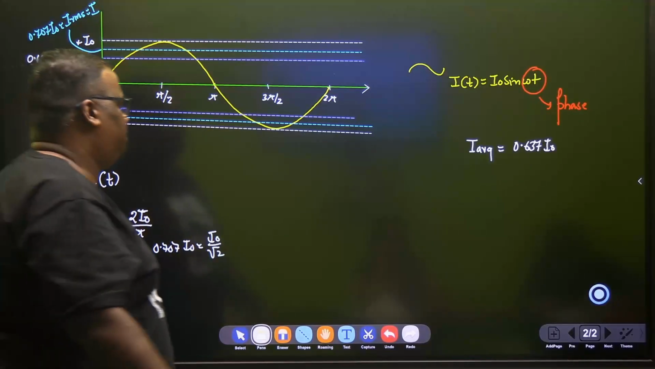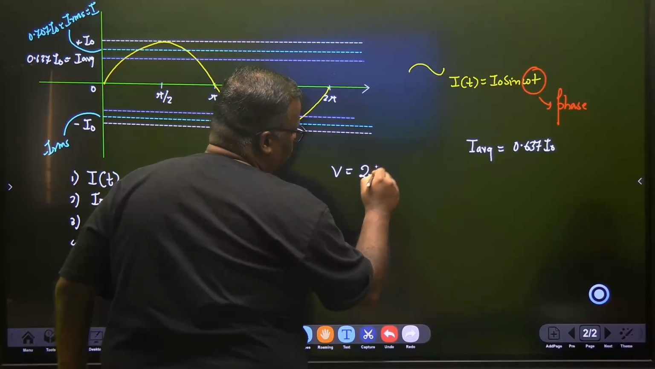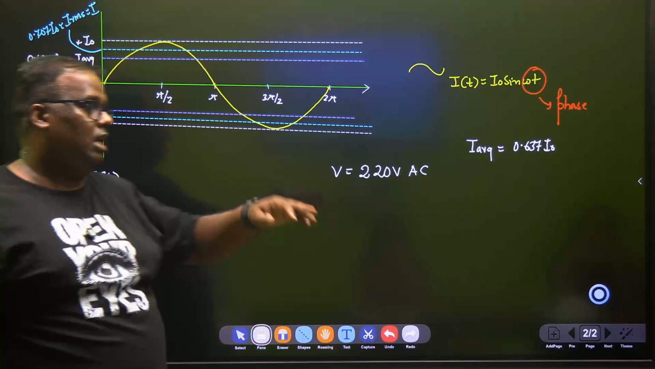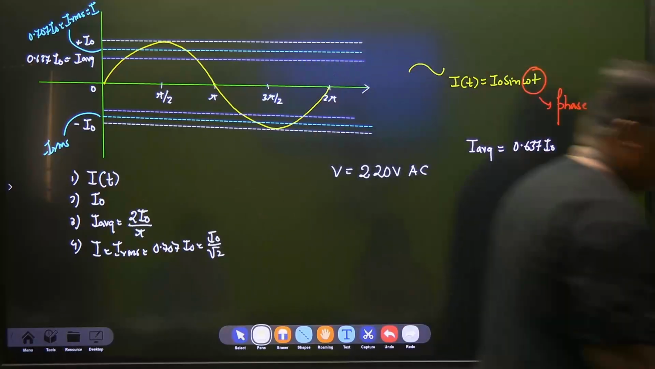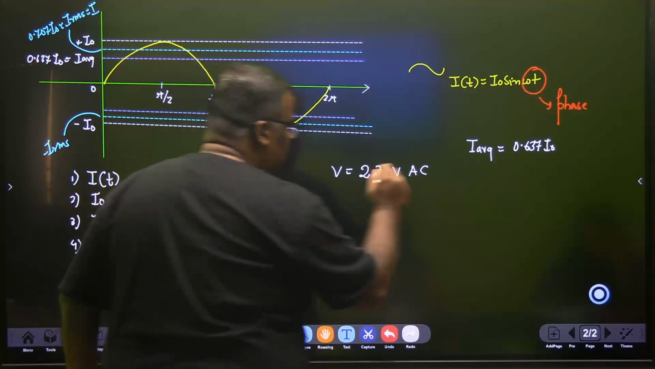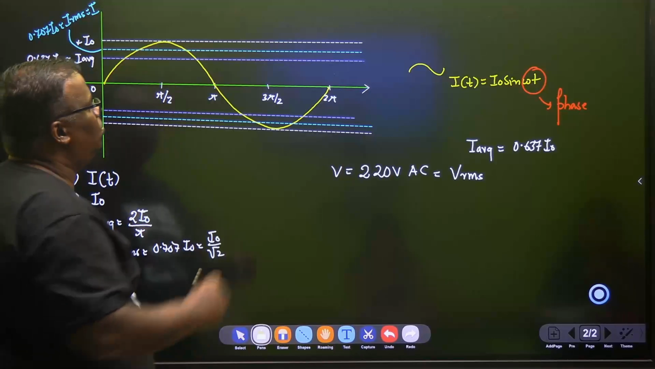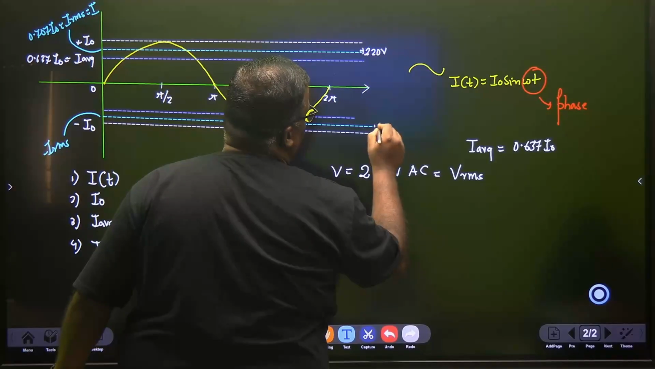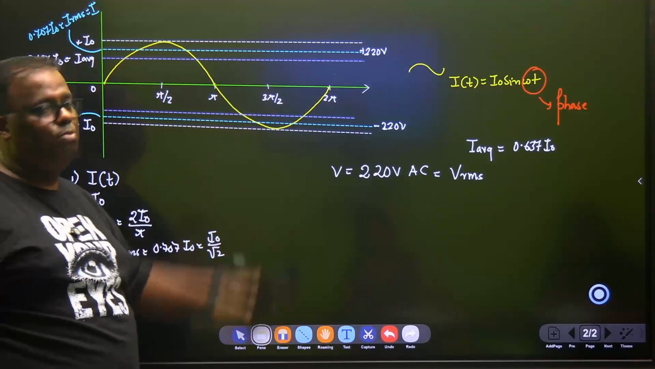Let's say the voltage at my house is 220 volt AC. This is how it will be written. The voltage entering that monitor or the fan is 220 volt AC. But the voltage is coming in a sinusoidal manner. So what does this mean? This means this is the RMS value. That means right now the voltage is 220 volt, plus and minus 220 volt. This is what the measuring device is measuring. If I put a voltmeter, it is going to measure this.